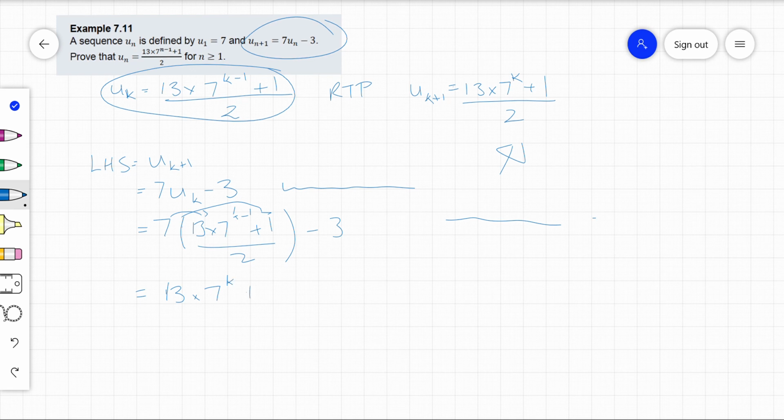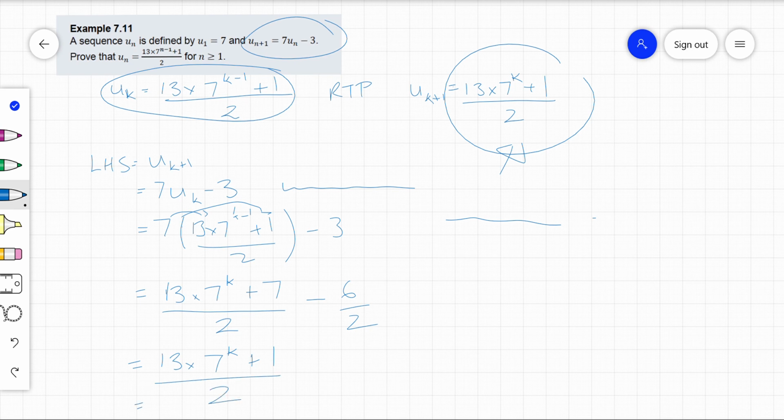And then 7 times 1 is 7, all over 2, minus, now it's nice and easy, I've taught you this before, I want a common denominator of 2, so that's going to be a 6 on 2 for that minus 3. Alright, so what does that give us? We've got the 13, which is what we want up here. We've got the 7 to the k, great. We've got plus 7 but minus 6, which is plus 1, great. That's what we wanted on 2. Alright, so that gives us our right hand side.